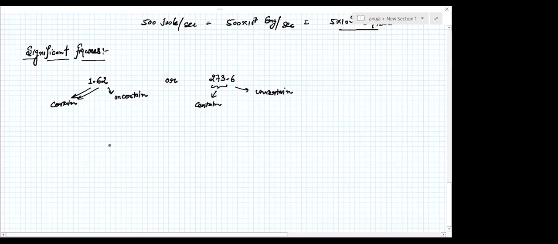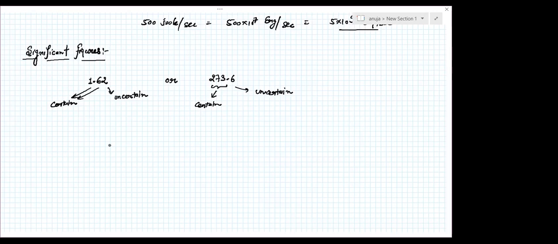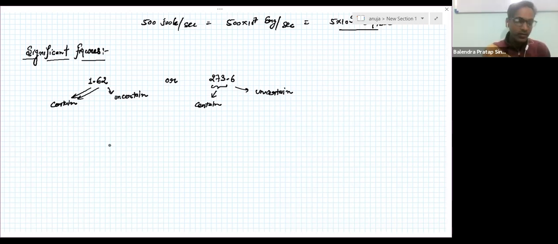Sir, in the first example, why is 1.6 a certain number and then 0.02 uncertain? I'm saying that the last digit is uncertain. Oh, okay, sir. The last digit. So you can change this last digit.